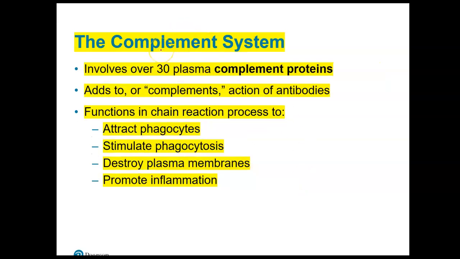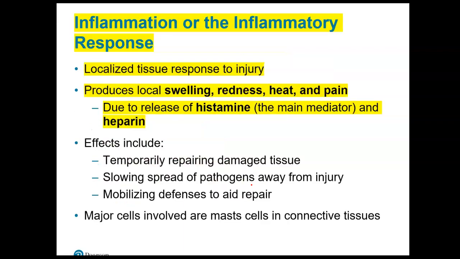Then we have the complement system, which is over 30 different plasma proteins called complement proteins. The reason they're called complement is that they add to or complement the action of antibodies. They do a lot of different things. They attract phagocytes, they stimulate phagocytosis, they destroy plasma membranes, and they promote inflammation. So they work in various ways to assist in our innate defense.